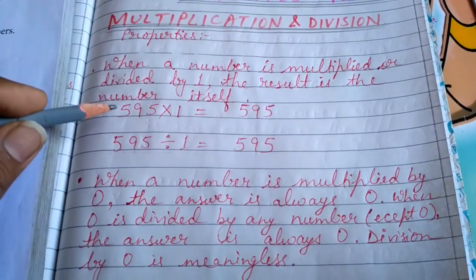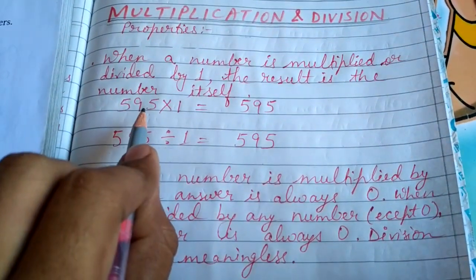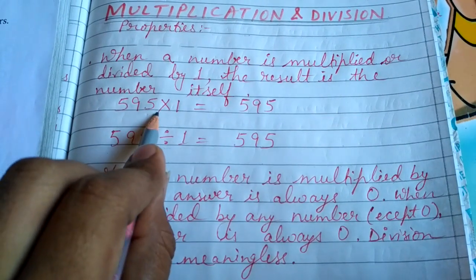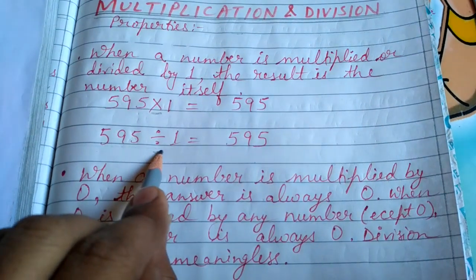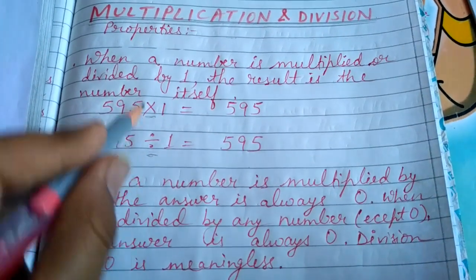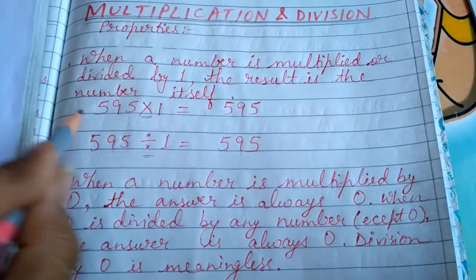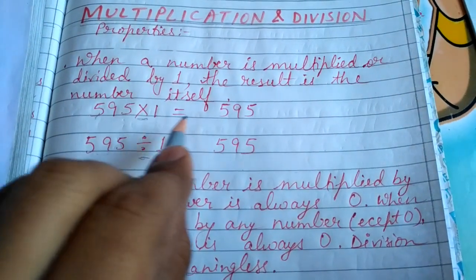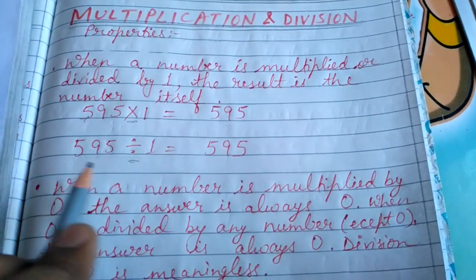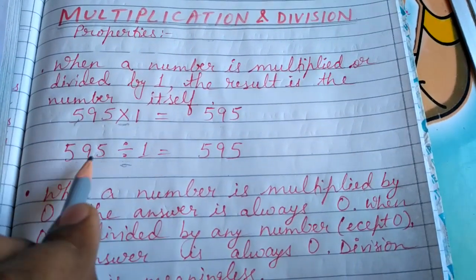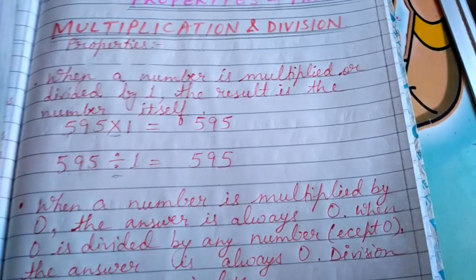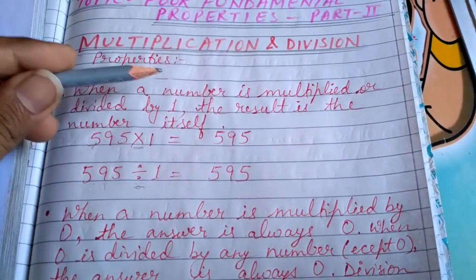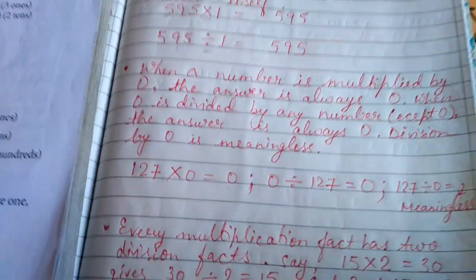The same thing is written over here, that if we are multiplying the number 595 with 1, this is the sign of multiplication, this is the sign of division, that you have to understand and know. So if the number is multiplied by 1, the result is the number itself. And if any given number is divided by 1, then also the result is the number itself. So this was the first property regarding multiplication and division.